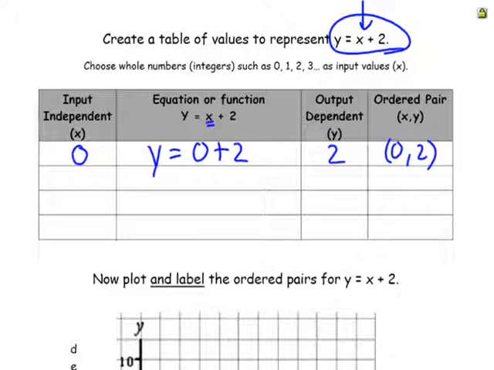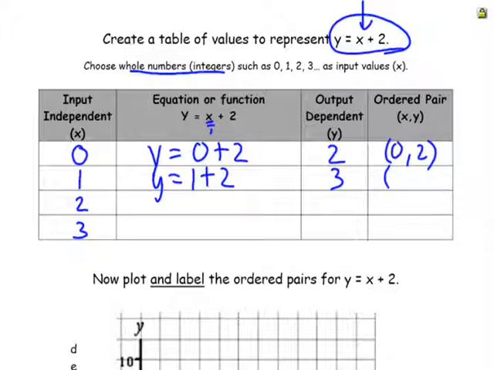You can use any values you want. It's probably best to use whole numbers, integers. So I'm going to use 1, 2, 3. I'm going to keep it simple, plus I want to make sure the points fit on our graph. If I replace the x with 1, y would equal 1 plus 2, so y would have a value of 3. The ordered pair would be 1, 3. Because if x is 0, then y is 2 in the first example, and if I replace x with 1, y has a value of 3 in the next example.